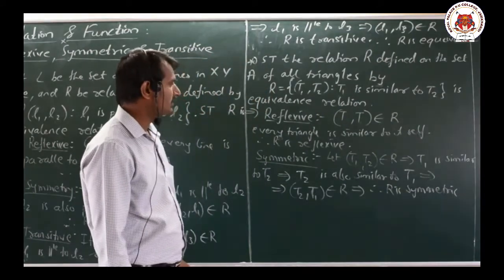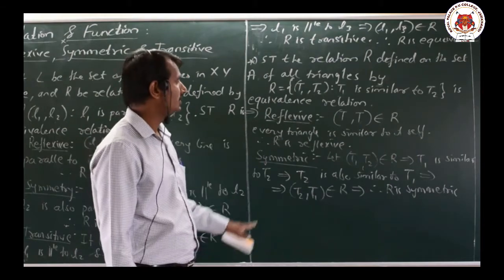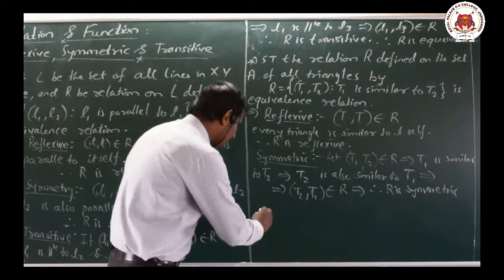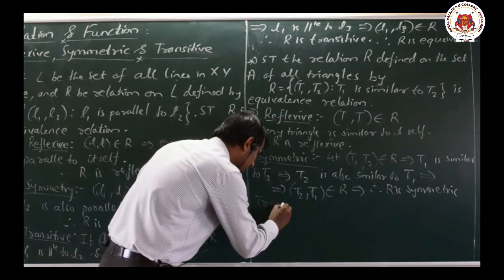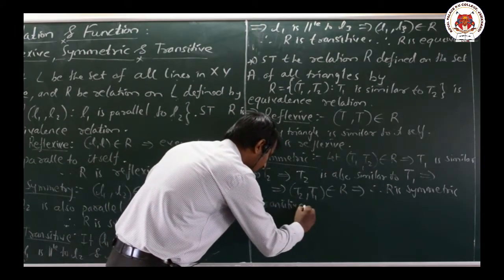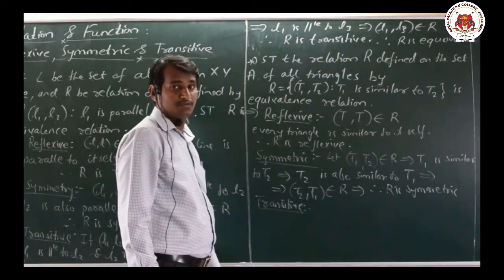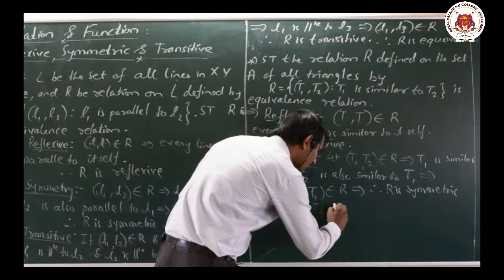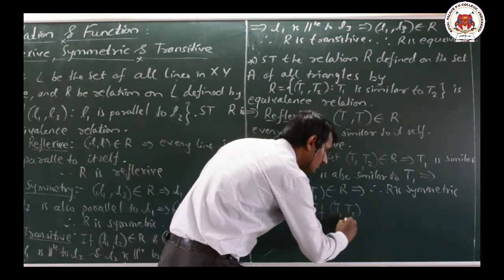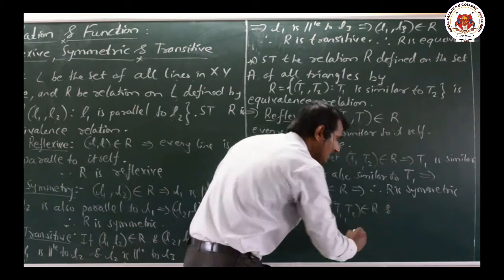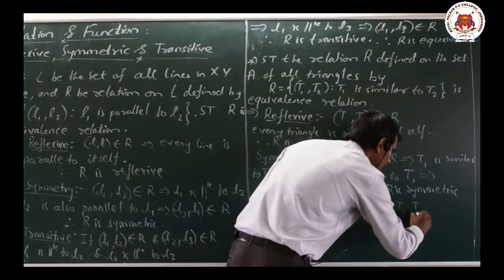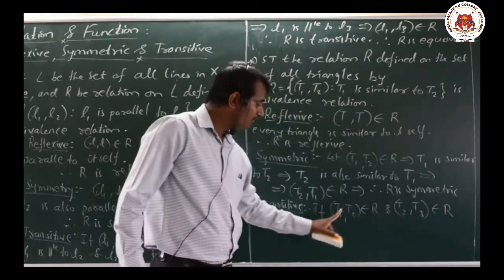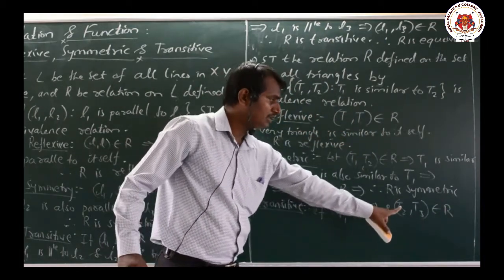Now let us observe the third condition. What is the third condition to say it is an equivalence? We should satisfy the transitive relation. What do you mean by transitive here? Dear friends, pay attention. Let (T1, T2) belong to R and (T2, T3) also belong to R.